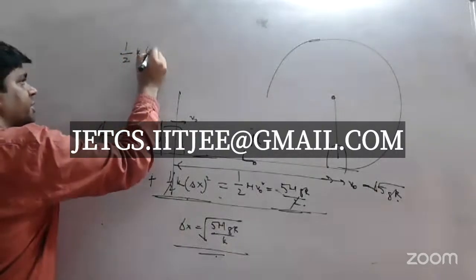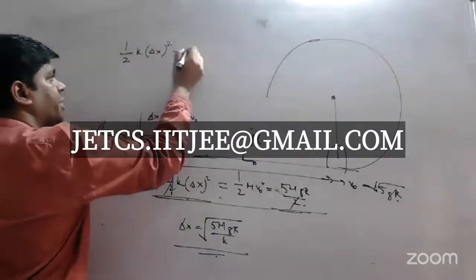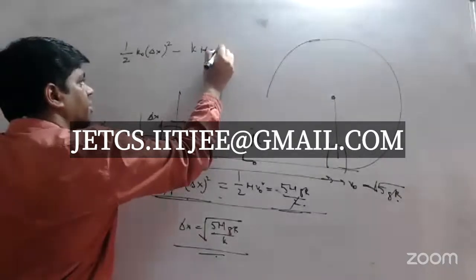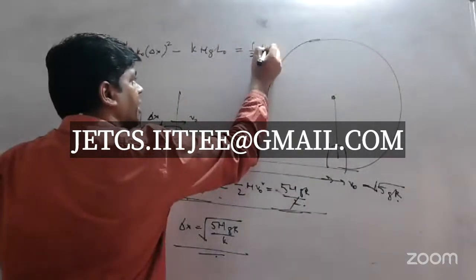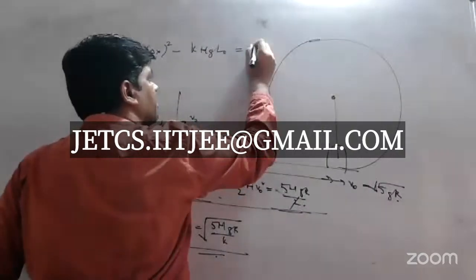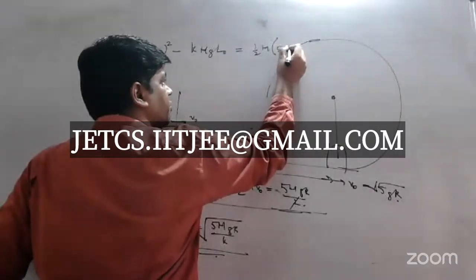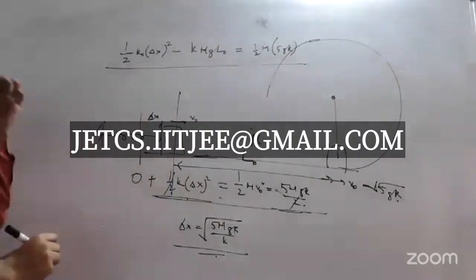Initial potential energy in the spring minus the loss, mu mgl, that should be equal to half m v naught square, where v naught is root 5gr. That's my equation. That's it. We are done with the physics of the problem.